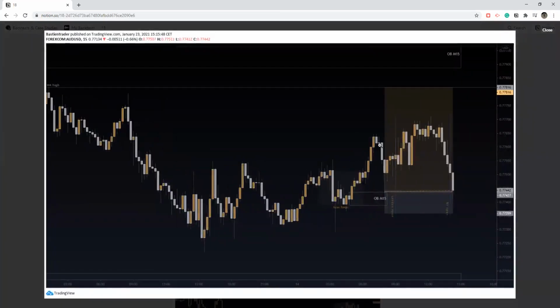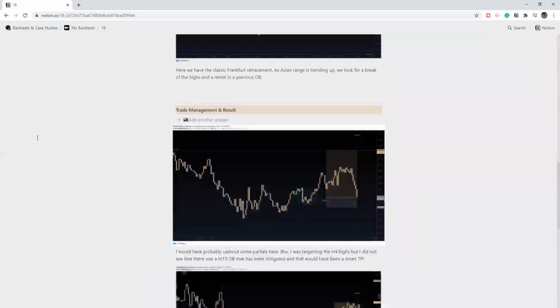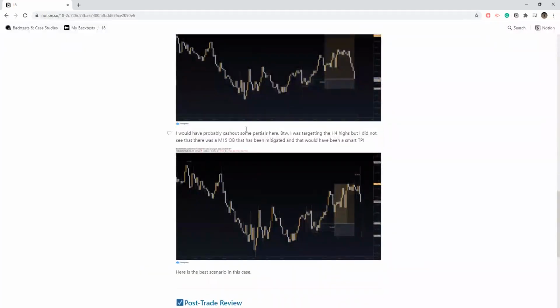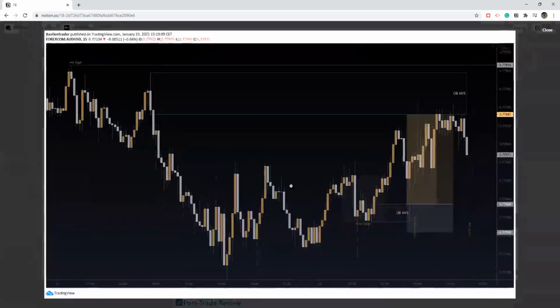Then the market taps inside, you enter, and then you can go break even definitely. Then the market starts to come down again. I'm not sure what to say. Let me see. I would have probably cashed out some partials here.